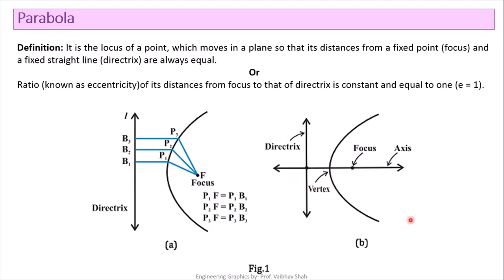And let us once again understand the nomenclatures. This is your axis of parabola. This is your focal point or focus, which you can call F. This is your vertex point or starting point of your parabola, and this vertical line is your directrix, which governs the motion of these points on this parabola to generate this curve.